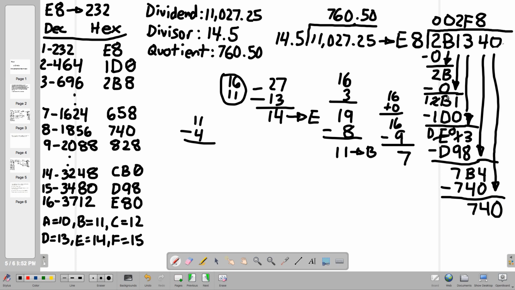Now we have to ask the question one more time. Does the value E8 go into the value 740? If we look towards the left, we see it goes in 8 times. So another 8 goes up here. And so we got 8 times E8 equals 740. And so what we're going to do is subtract 740 from 740. And that's going to produce the value 0. And that gives us a stopping point right there.